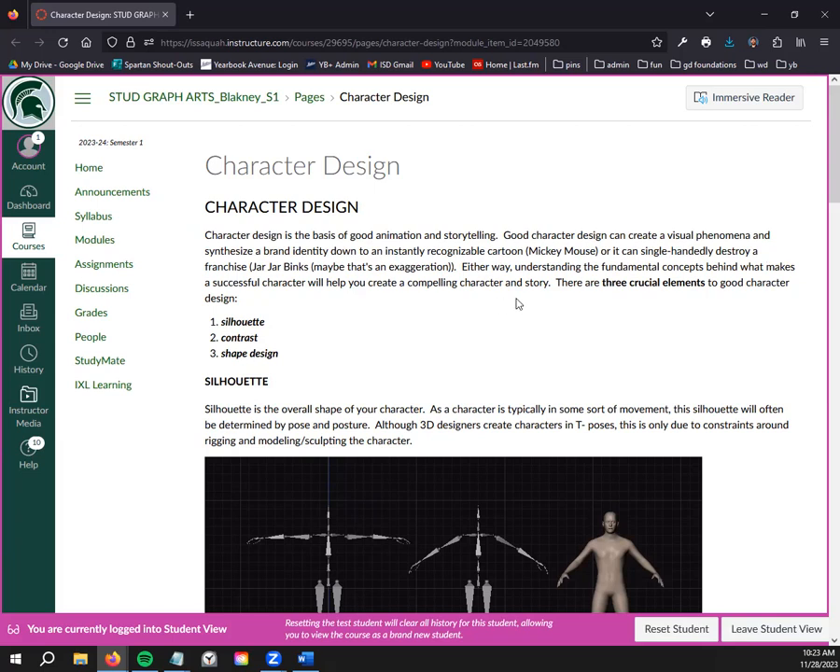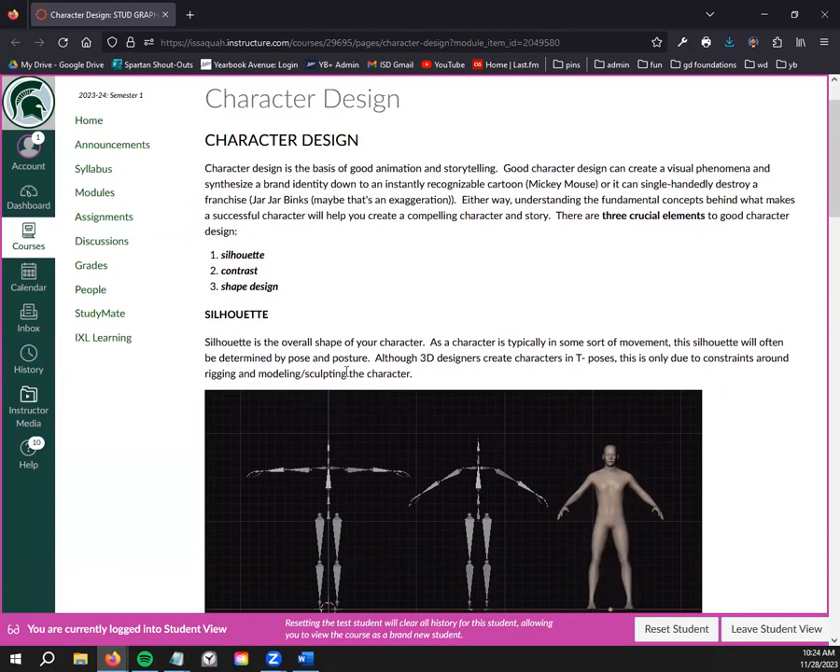Either way, understanding the fundamental concepts behind what makes a successful character will help you create a compelling character and story. You're doing great so far with your environment designs and your city designs, by imbuing a lot of character into your spaces. Now you can put a literal character, following those same rules, into those spaces. But in character design, there are three crucial elements to keep in mind: silhouette, contrast, and shape design. We're going to break these down each in a more detailed definition here.